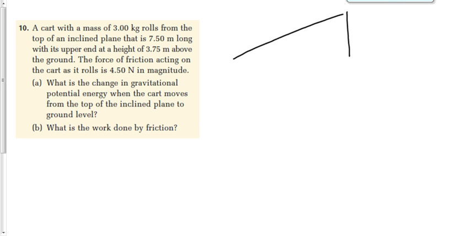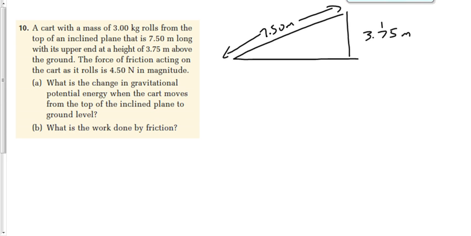Here's my inclined plane. It's 7.50 meters long, and the height of the hill is 3.75 meters above the ground. All right. So the cart that we have rolls from the top up here, and it rolls down to the ground. There's a force of friction of 4.50 newtons. And we want to find the change in gravitational potential energy when the cart moves from the top of the inclined plane till it reaches the ground level.